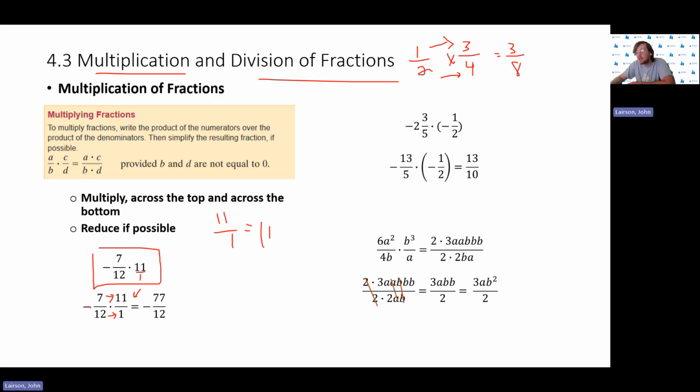And we've got this negative sign at the beginning, right? This is one negative sign. This is going to be a negative number. So 77 over 12.